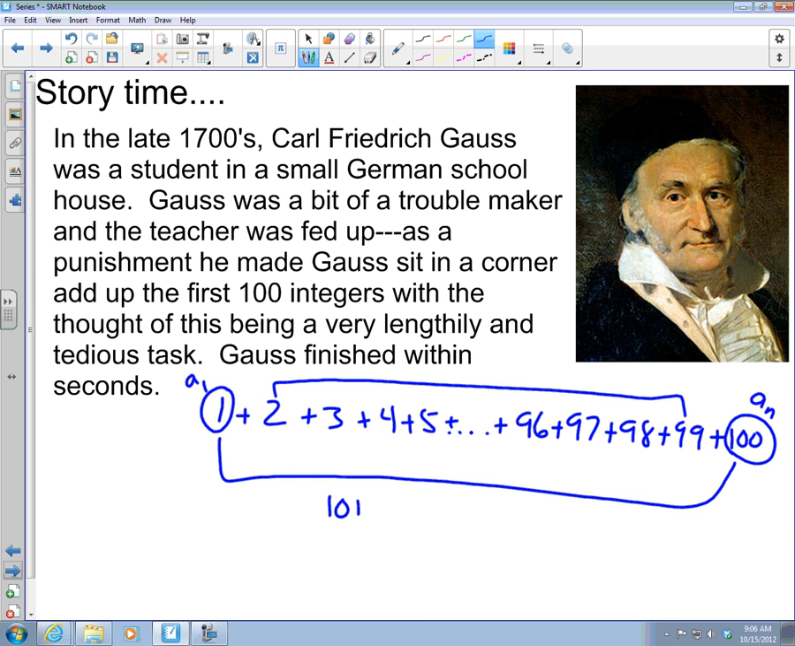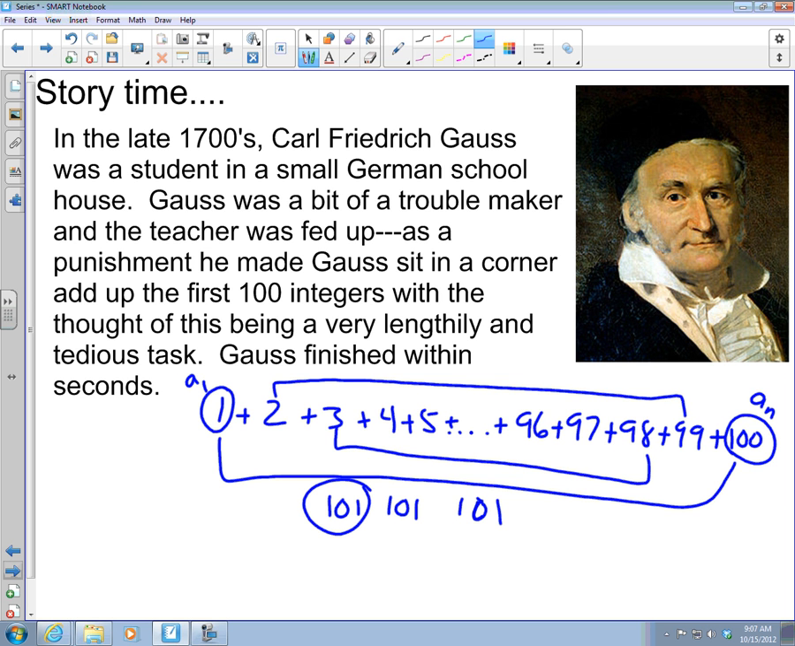How about 2 and 99? The next to the first term, a sub 2, and this would be a sub n minus 1. 2 plus 99 is also 101. 3 and 98, also 101. So working with this pattern, how many 101s would we have?